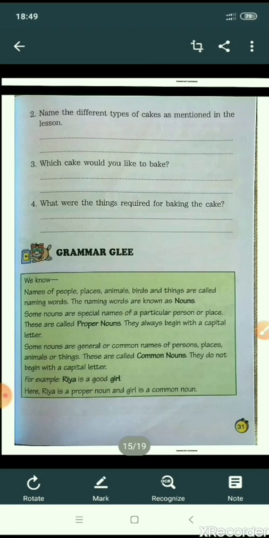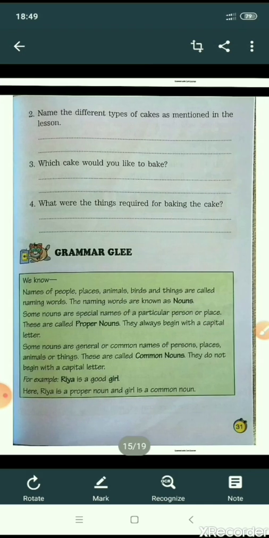Question 2. Name the different types of cakes as mentioned in the lesson. Now, the different types of cake as mentioned in the lesson are chocolate cake, vanilla cake, strawberry cake, carrot cake, walnut cake, and a raisin cake. Number 3. Which cake would you like to bake? Now, children, this question you have to do yourself. You have to decide which cake you would like to bake.